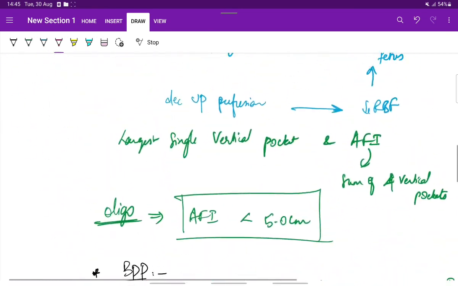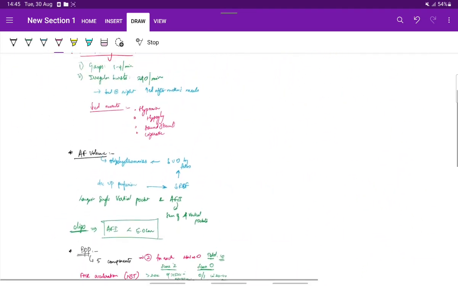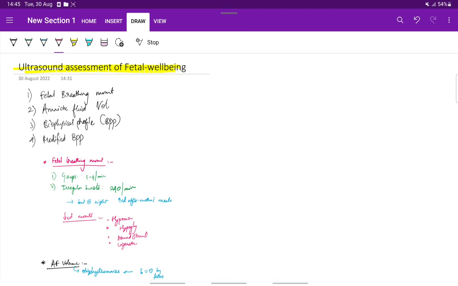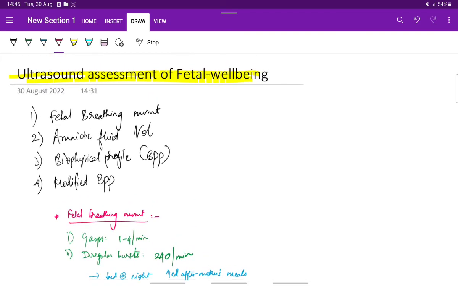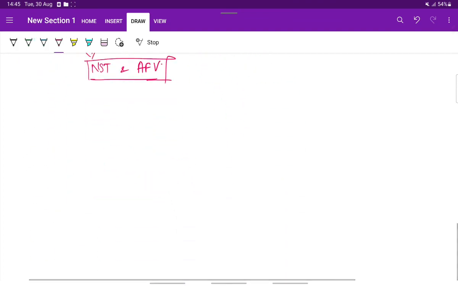So, this is about the ultrasound assessment of fetal well-being, which includes fetal breathing movement, amniotic fluid volume, biophysical profile and modified biophysical profile.